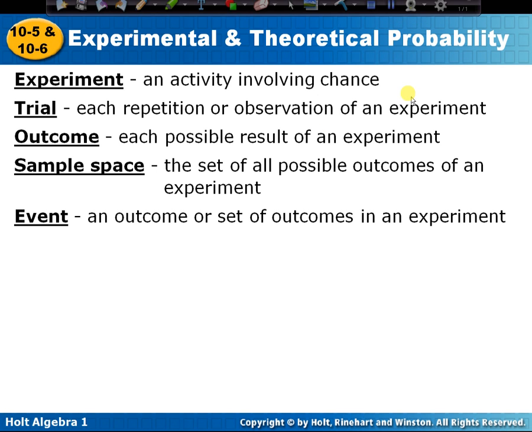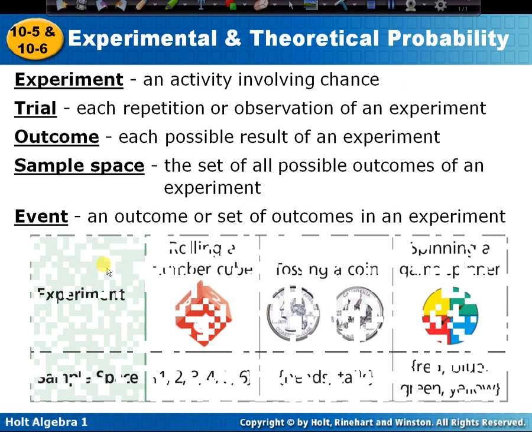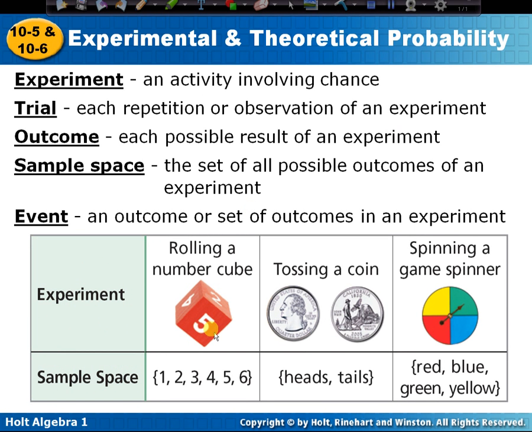All right, so an example of some of those things, an experiment would be rolling a number cube or a die, tossing a coin, or spinning a game spinner. Sample space, the set of all possible outcomes of an experiment, is like all the numbers that you could possibly roll on the number cube or die, the heads or tails of a coin, and then the different colors on the spinner.